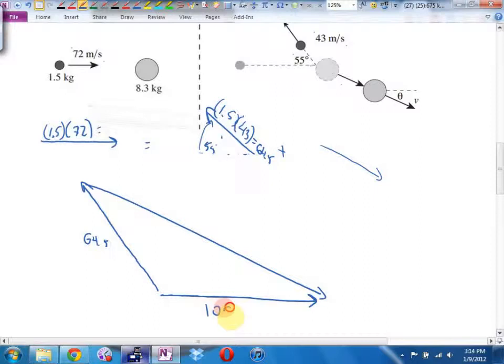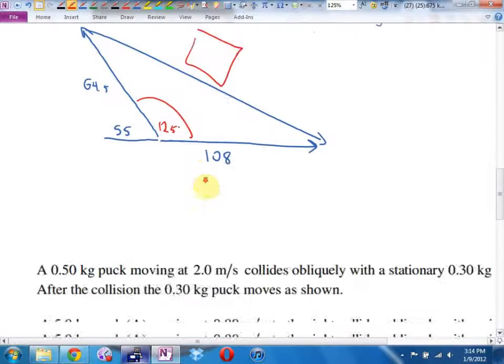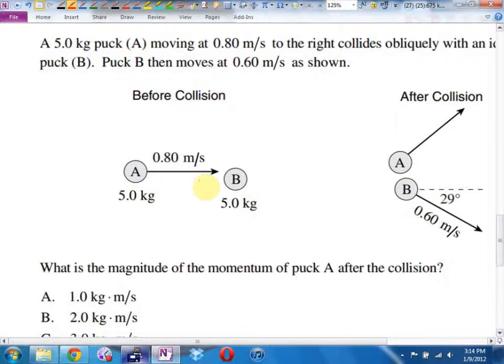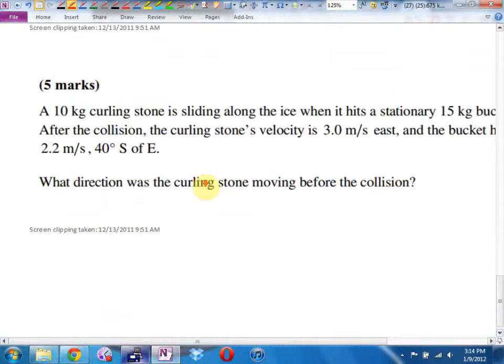That is my diagram. Oh, this angle is 55 degrees. Doesn't help me. What's that angle? 125. And then away I can go. That's a tricky-ish diagram because it's all slanty, but I would still consider that fair game. That's the same kind of question. What direction? That's the same kind of question.